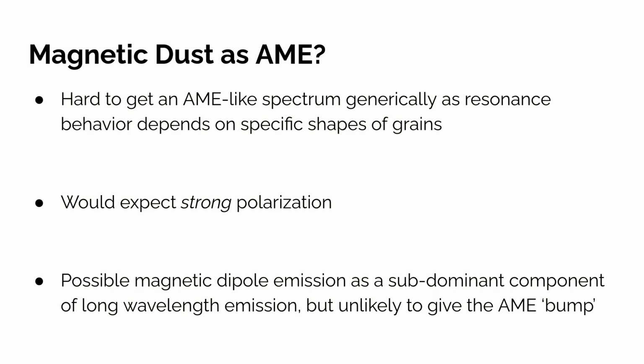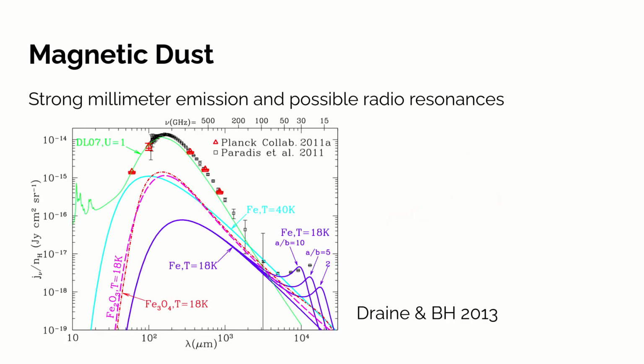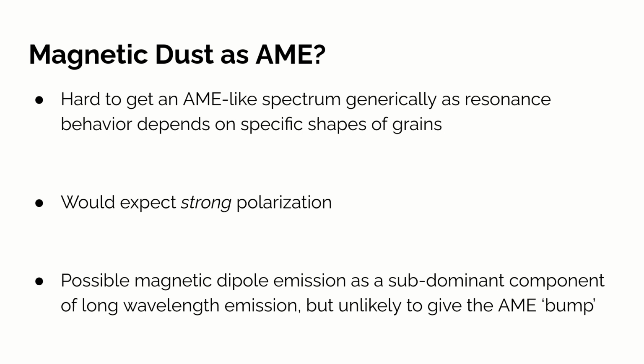I mean, it's hard to get an AME-like spectrum generically to fit as resonance behavior, as we saw two slides ago here. You see on the far right-hand side of the plot, these bumps are possible radio resonances. It's difficult to get these generically, as it depends on specific shapes of grains. And the big thing here is that if it is magnetic dust, we would expect strong polarization. There is possible magnetic dipole emission as a subdominant component of long wavelength emission, but it is unlikely to give the AME bump, which is so characteristic and what really allows us to see this emission.